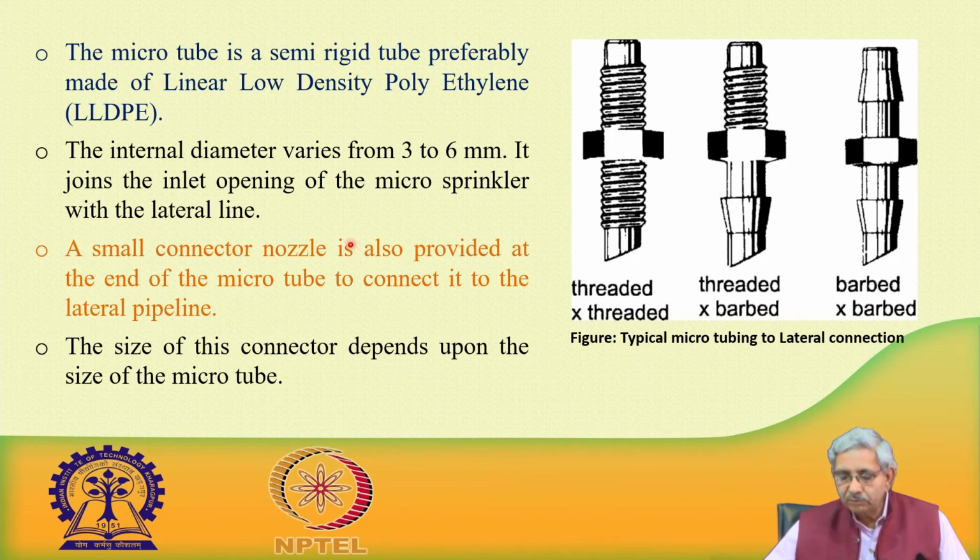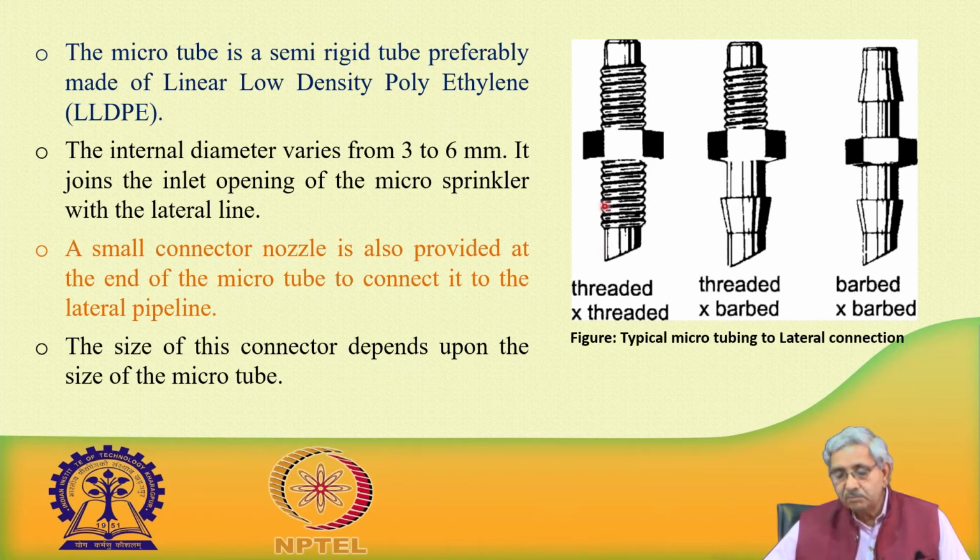So, this is what you can see here. This is one type, this part goes to the lateral. This is the threaded part. Sometimes it is needed, as there are some types of micro sprinklers which can be directly attached. So, this part goes to the micro sprinkler, which is fitted here, and the other part is also.